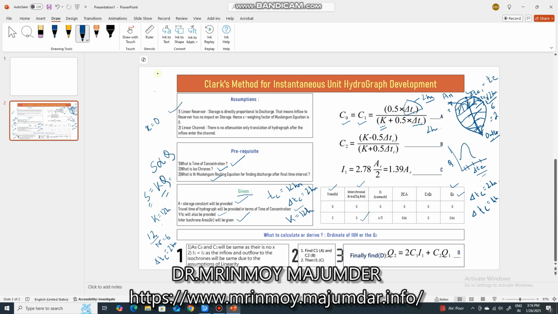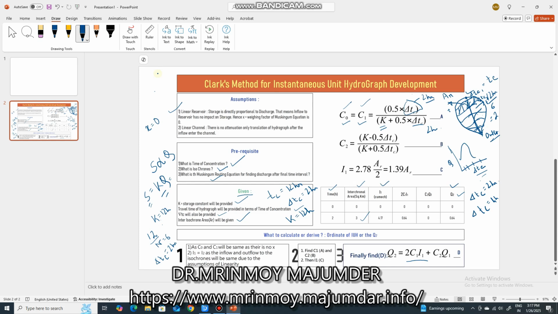So you can find out C0, and C0 and C1 are the same. After calculating any one of them, just multiply by 2. That is why in the equation of Q2 this is 2C1 I1. Either C0 or C1, calculate one and multiply it by 2, and then multiply it with I1. What is I1? The I1 formula is given here.